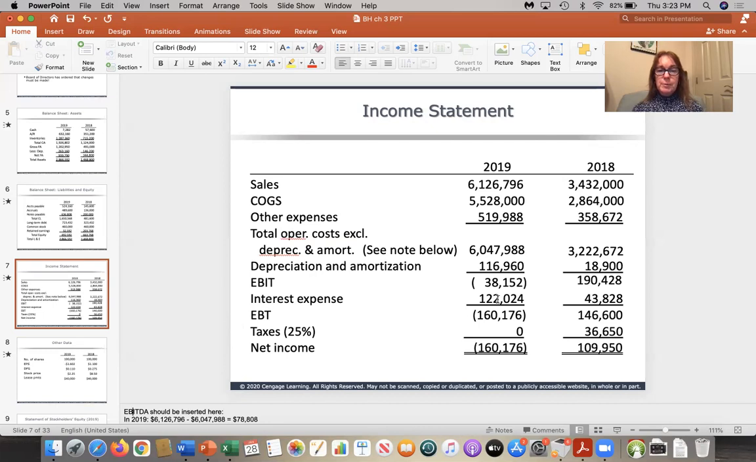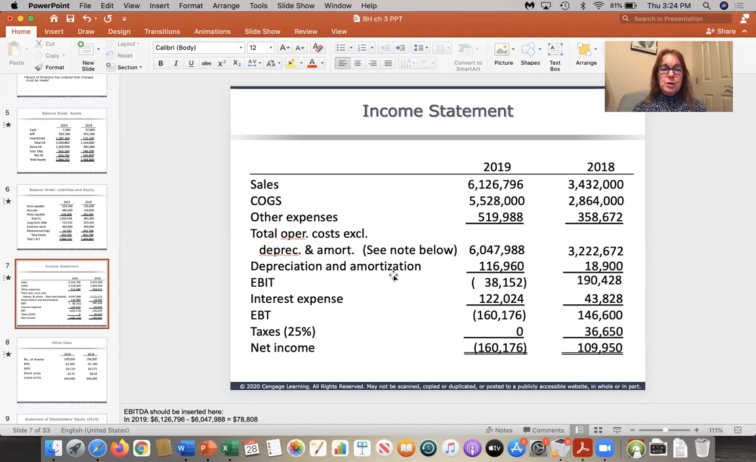Then we take out our interest expense. Okay. Then we have our earnings before taxes. We take out our taxes, and then we have our net income. So in this situation, it's negative because they had a loss here. But let's go to 2018. So if you took this number minus this number minus this number, you're going to get your EBITDA. Okay, then you subtract the depreciation, you get 190,000. Subtract your interest, you get 146,600. Subtract taxes, and you get 109,950. And so this is a very simple income statement to show you the main features of an income statement.